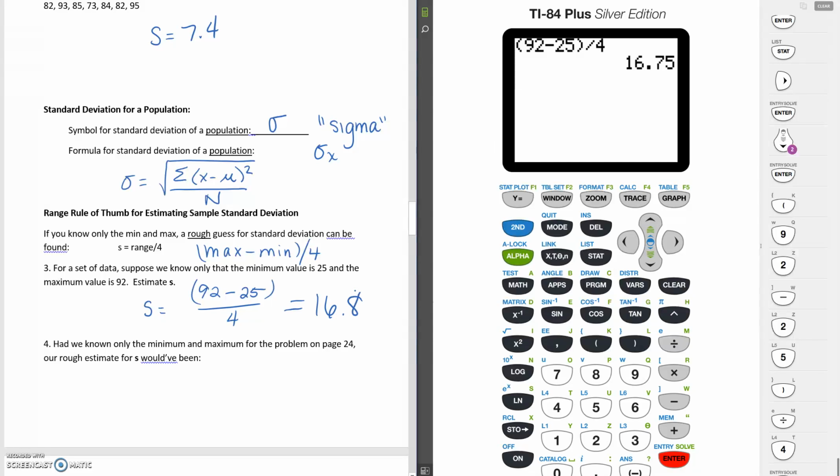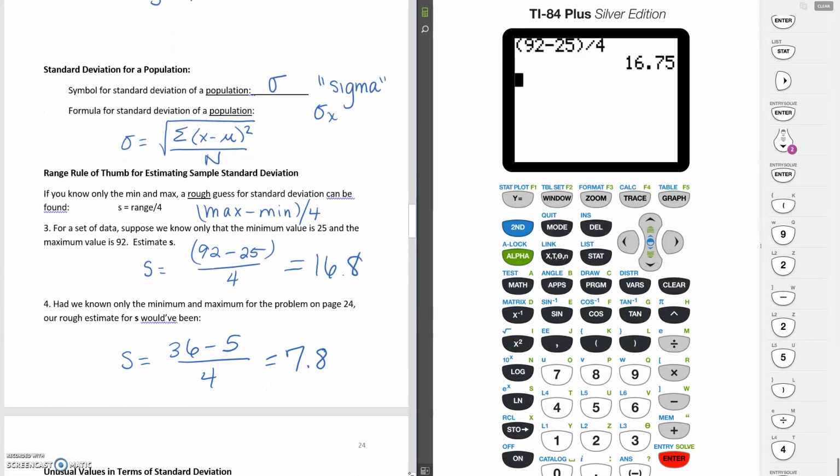Okay, if we were doing this for the wait times, our maximum was 36 and our minimum was 5. Divide that by 4, we get 7.8, which you can see wasn't too far from 7.4. Okay, so that's the beginning of the standard deviation.